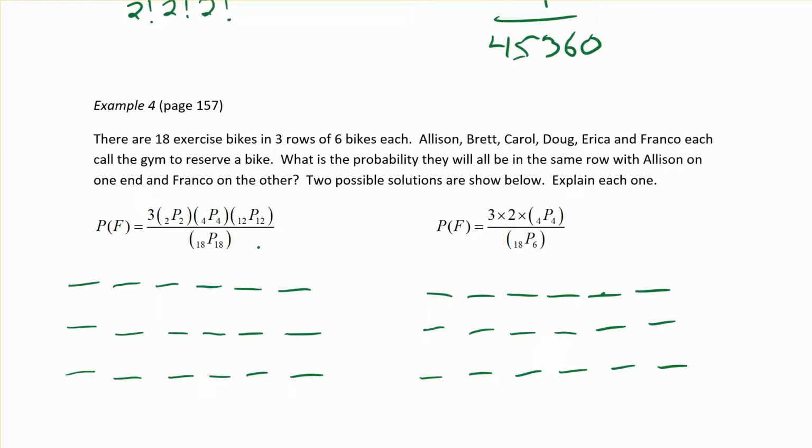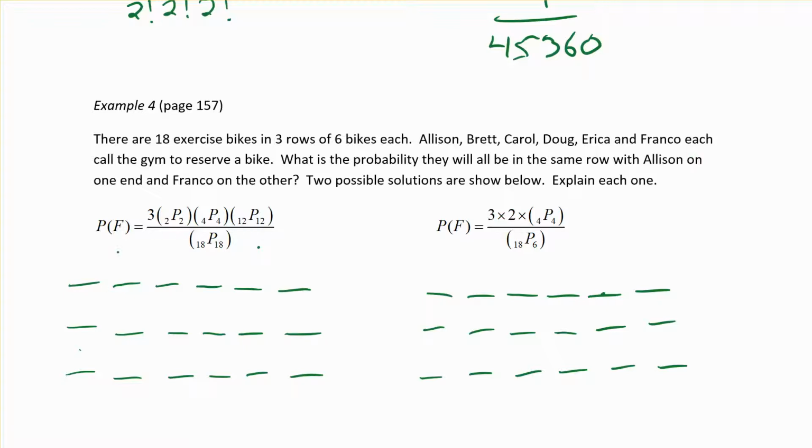So I've drawn out each spot for the 18 bikes. So there's 3 rows and 6 across, right? So the way we can explain this top one is if we just kind of think about it here. So we're on the top again. There's Allison on one end, Franco on the other.